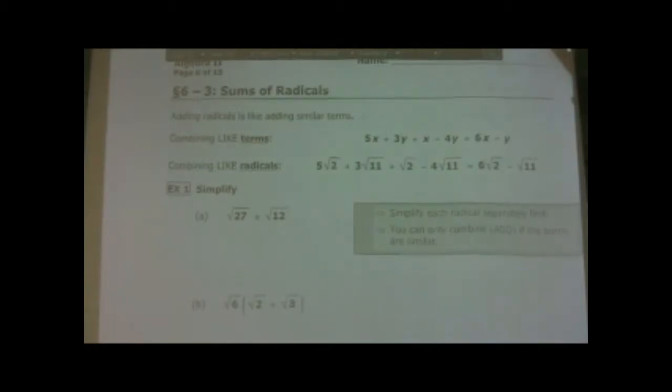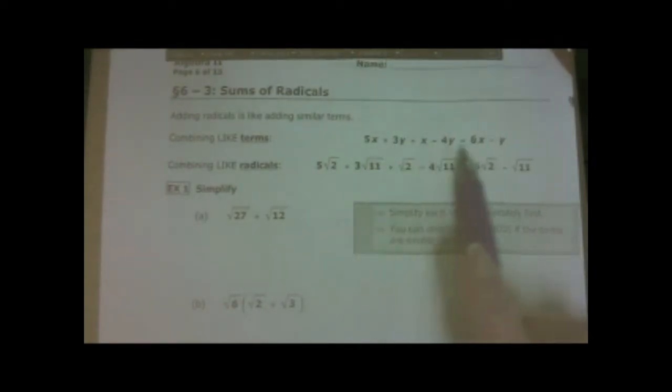What we're going to be talking about today is sums of radicals, and briefly, adding radicals is like adding similar terms. So it's just like combining like terms. When we're adding radicals, we're really combining like radicals. So for example, I have a polynomial equation right here. All I'm doing when I'm simplifying this is combining like terms.